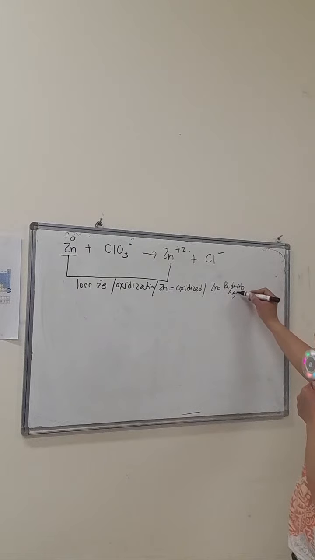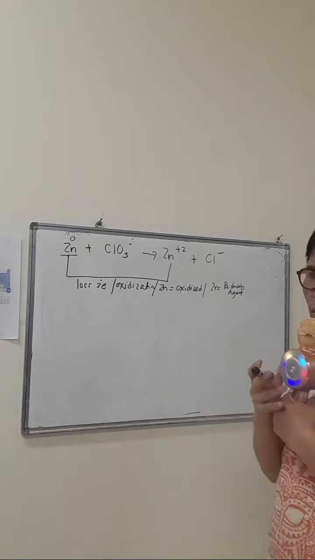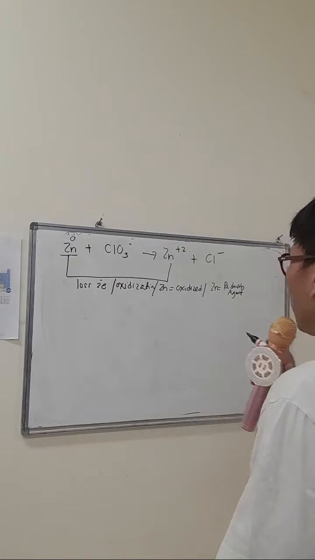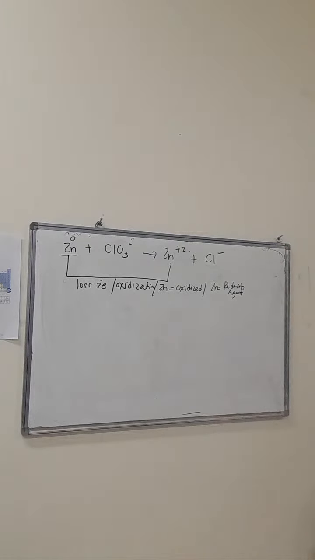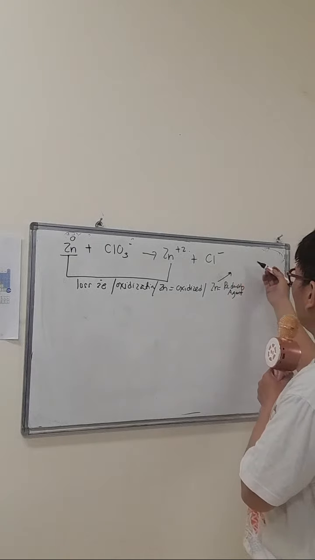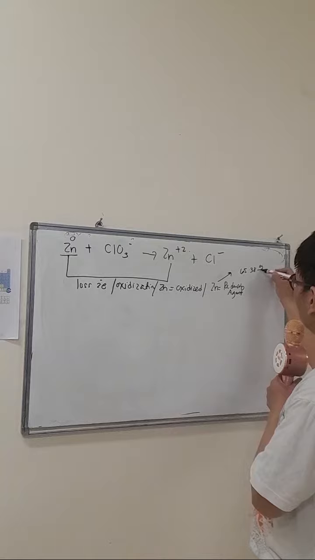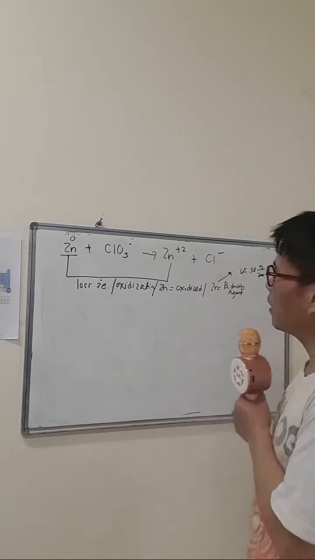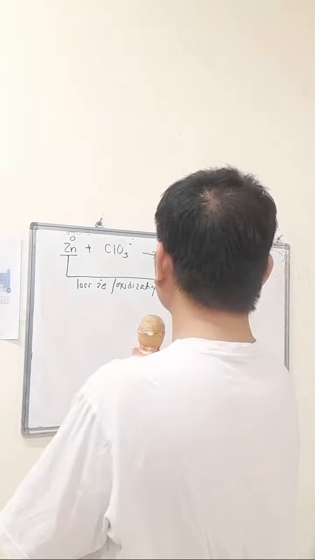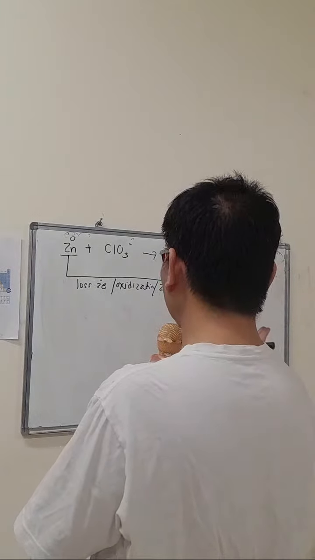Since there's no compound, zinc is also your reducing agent. Zinc is the reducing agent. What is the atomic weight of zinc? This is 65.38 grams per atom. Okay, now we go to the chlorate.